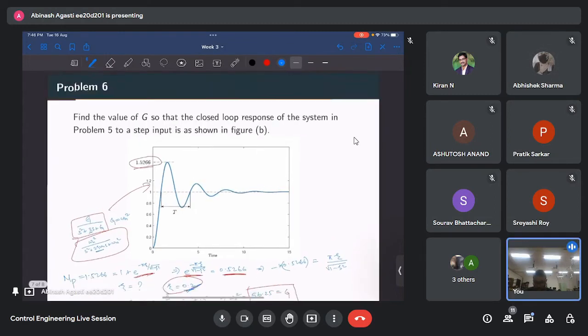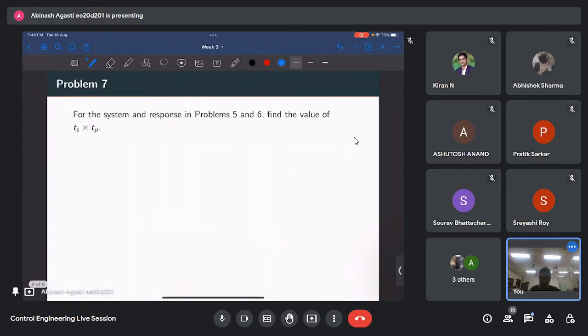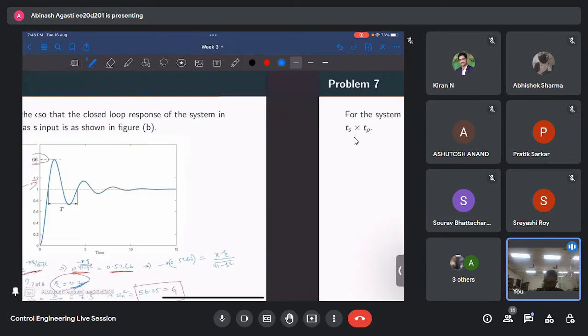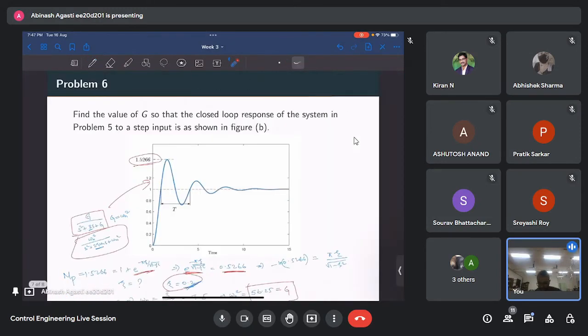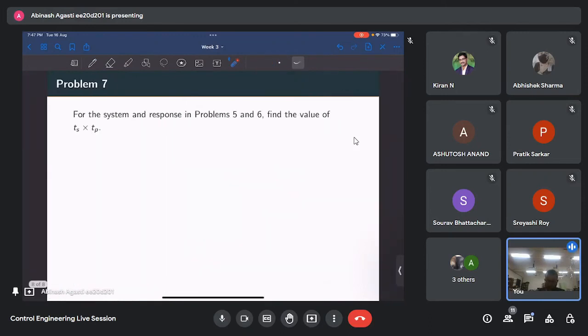So we'll move on to the next question. For the previous system that we have and the desired closed loop response, find the value for Ts into Tp, where this is the settling time and this is the peak overshoot time.